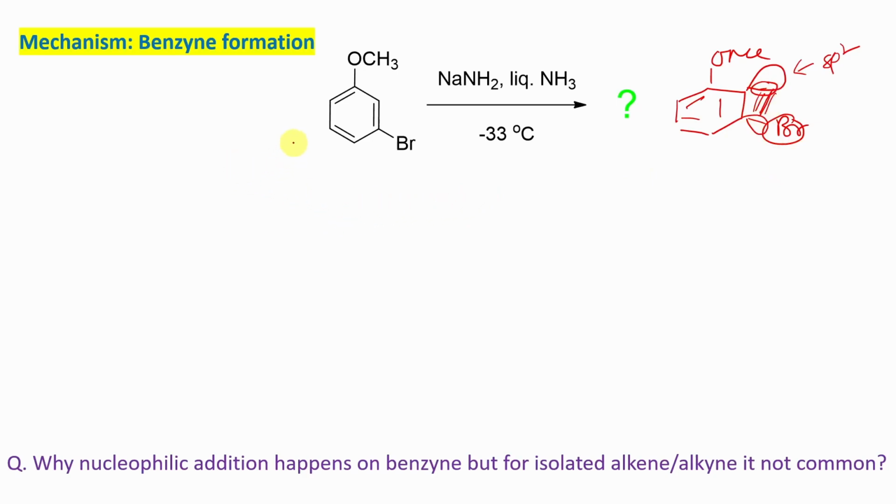So very easily, if I say, you can expect that, sir, OMe, this is Br, so this negative charge will push and it will come out. And what will result? It results in another bond.